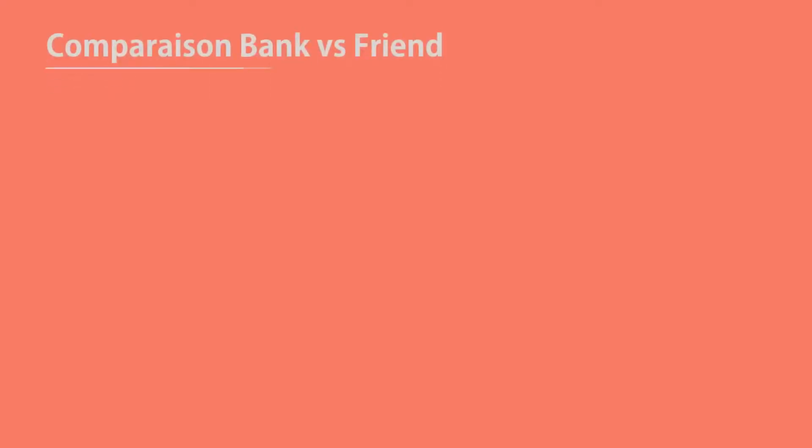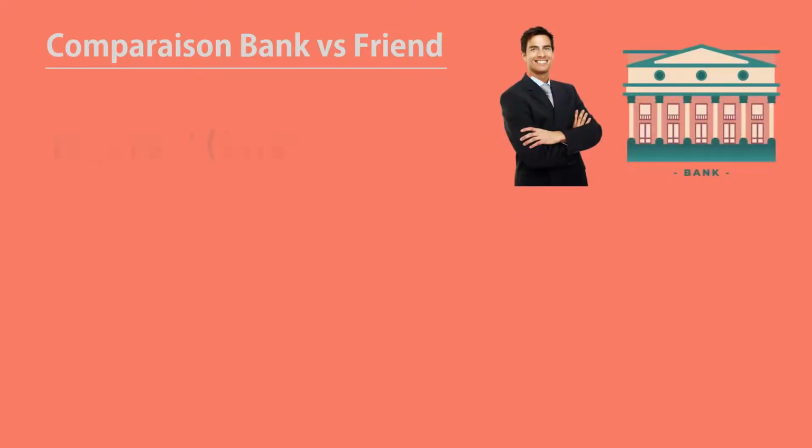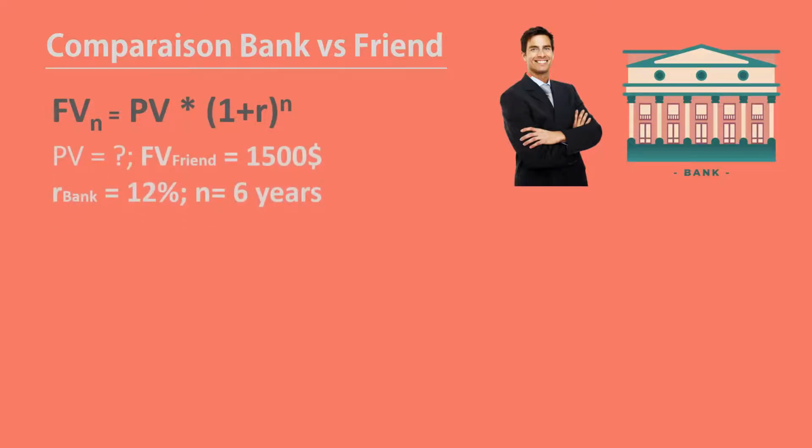The second method to get the same outcome without calculating the future value in the case of the bank would be by projecting the future value of your friend case, $1,500, to the present by assuming that the rate of return in the case of your friend is also 12% as the bank. So we can at the end compare the two present values. We have the general formula of future value, which is present value times 1 plus R to the power of n. Let's apply now the future value $1,500, rate of return 12%, and n, which is 6.